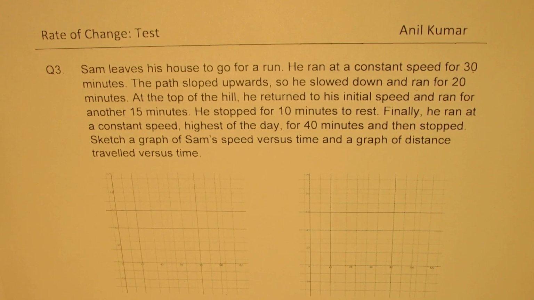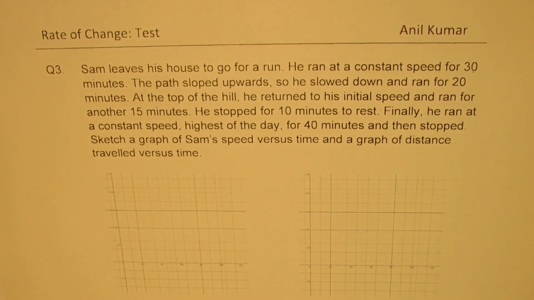Question number 3. Sam leaves his house to go for a run. He ran at a constant speed for 30 minutes. The path sloped upwards, so he slowed down and ran for 20 minutes. At the top of the hill, he returned to his initial speed and ran for another 15 minutes. He stopped for 10 minutes to rest. Finally, he ran at a constant speed, highest of the day, for 40 minutes, and then stopped. Sketch a graph for Sam's speed versus time and a graph of distance traveled versus time.